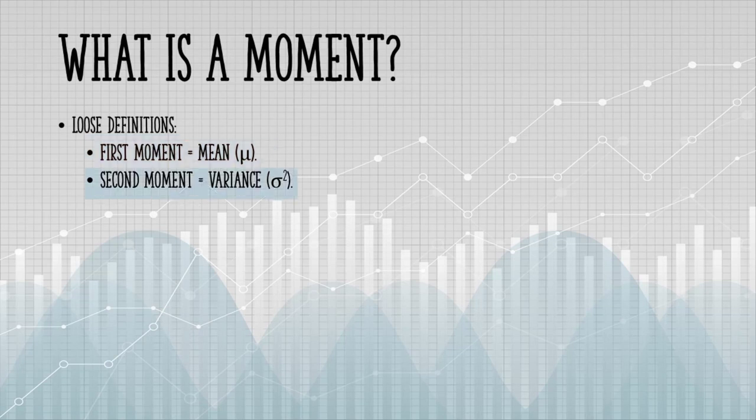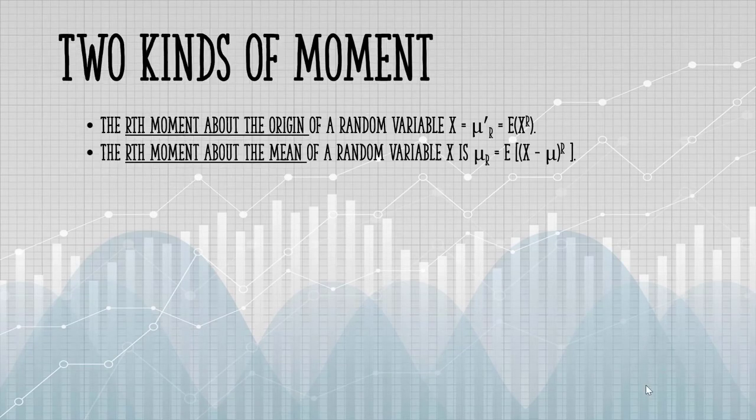The second moment is a measure of how wide a distribution is, that's the variance. For most basic purposes in calculus, statistics and physics, these loose definitions are all you'll need. However, it's important to know there are two different kinds of moments. Raw moments, those are moments about zero, and central moments.